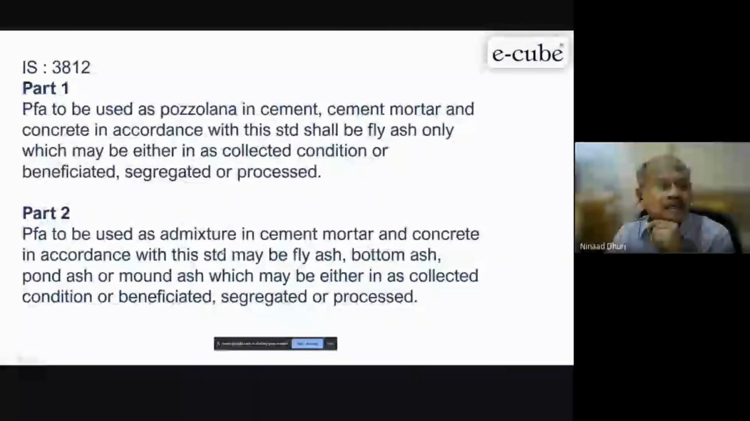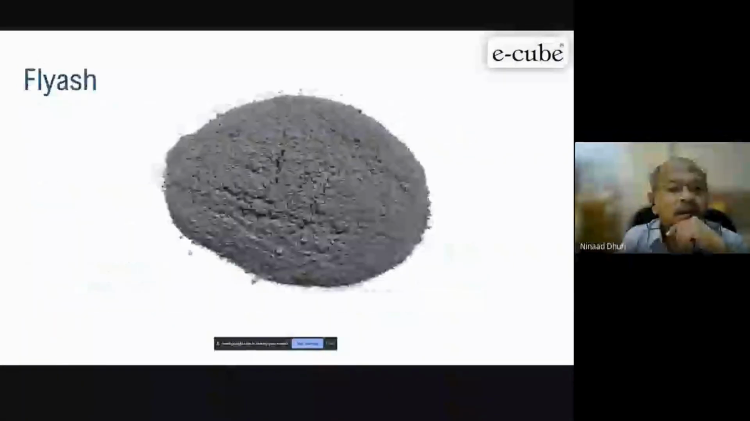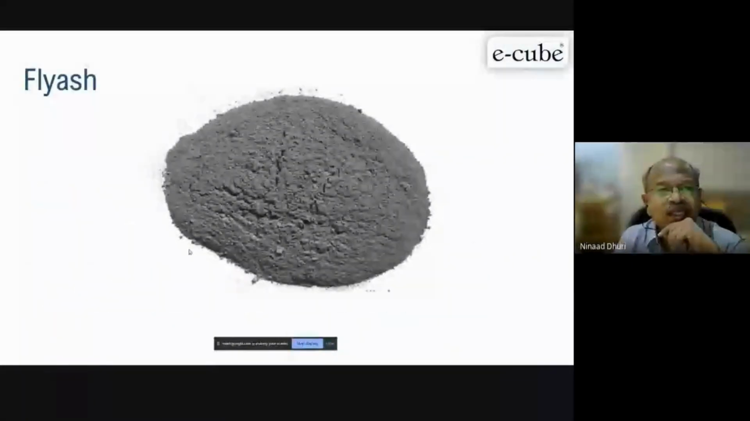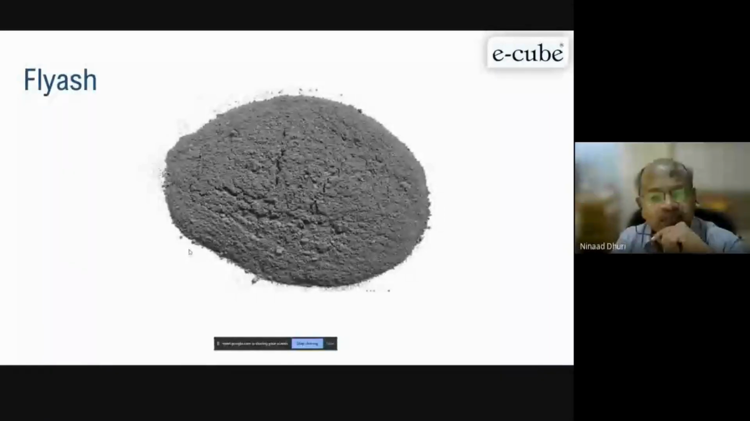So use maybe about 40, 50%, 60%. So 30, 35% goes as pozzolana content and the balance goes as sand replacement, because sand is not very good quality. This is how you can see the fly ash. Sometimes a slightly brown color is available.